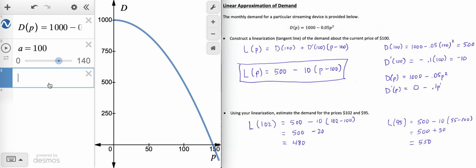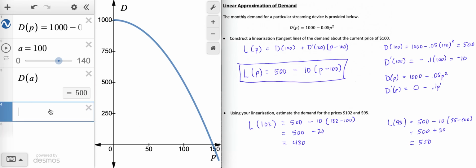What I really want to know is the demand at this center of 100, A. And so I notice D of A is equal to 500. What is A? A is 100. So this is our demand at a price of $100. So I can fill that in.